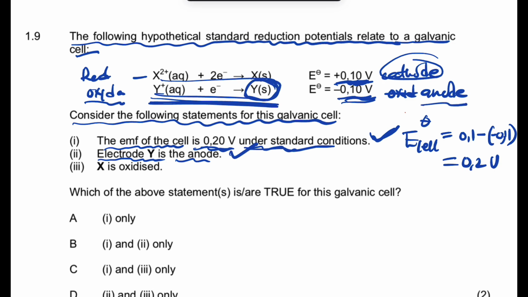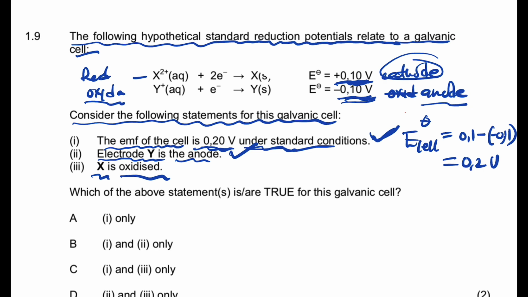Yes, this is correct. Now it says X is oxidized. That's not correct. X is not oxidized, it's reduced. So this is incorrect. So the answer is between 1 and 2. So the answer 1 and 2 is B.